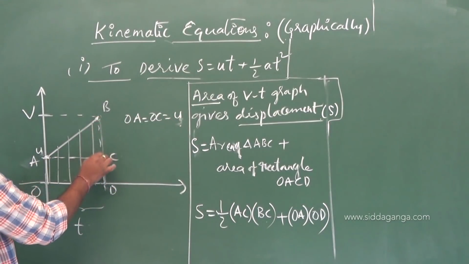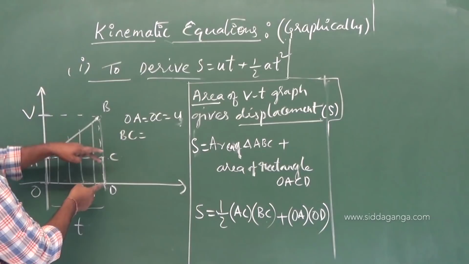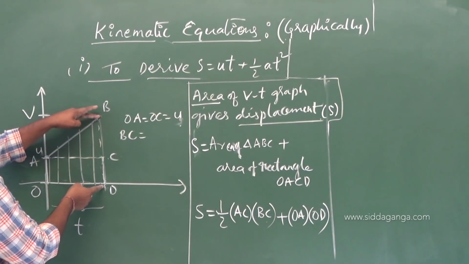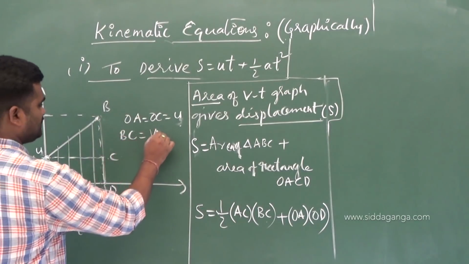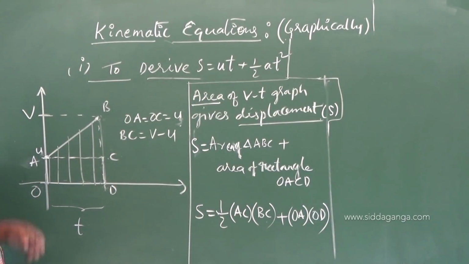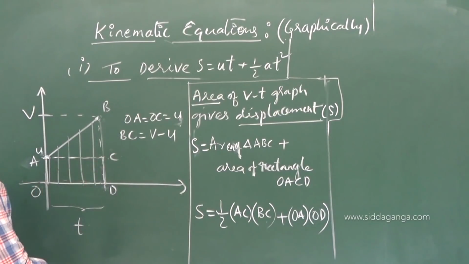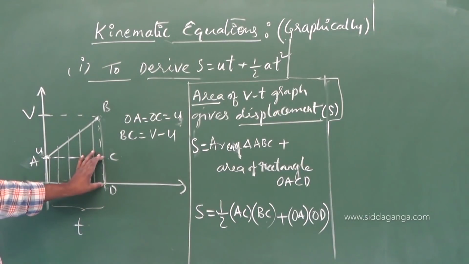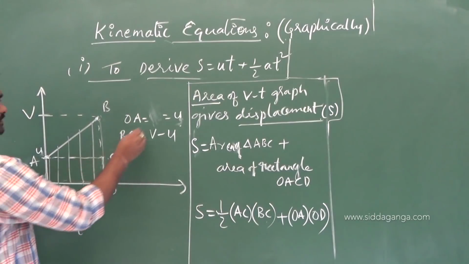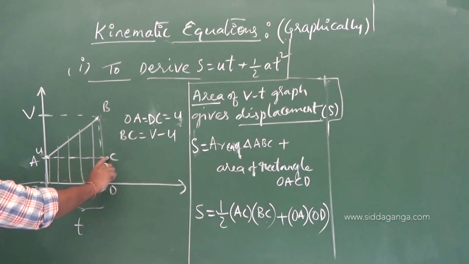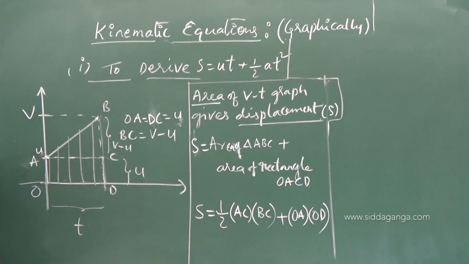And BC is nothing but what here, tell me? BC is nothing but BD minus CD. BD minus CD is nothing but V minus U. So BC equals V minus U. And also the CD value we have written: OA or DC, both are the same. DC equals U. Means this length is U and this length is V minus U. That's the meaning.